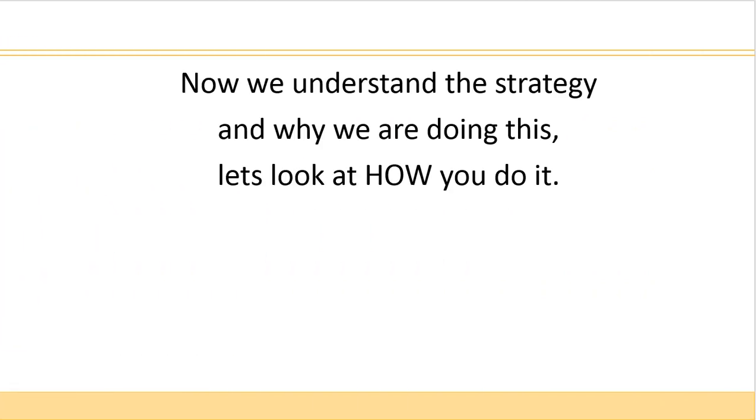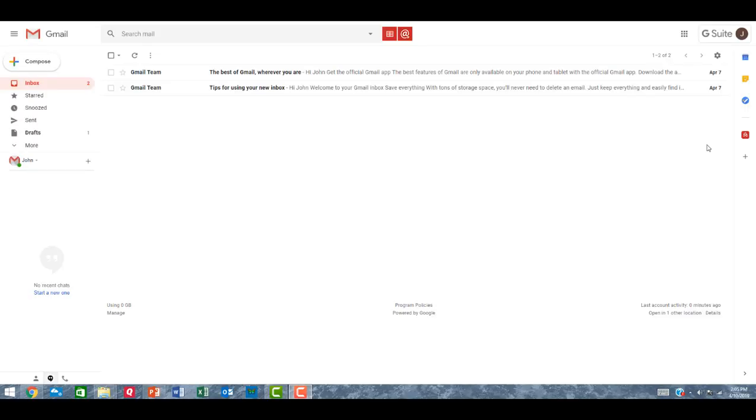So now hopefully we understand the strategy and why we're doing this. So let's take a look at how you do it. Now we're logged into our Gmail app, and the first step to setting up the canned responses is you have to go up here in this little wheel and click Settings, and then you have to click Settings on the drop down.